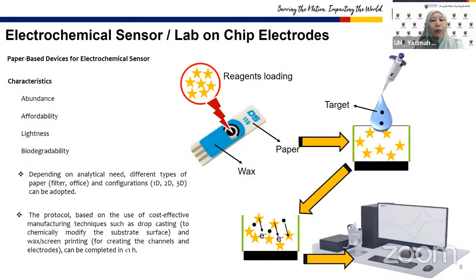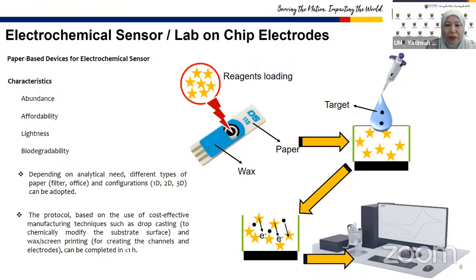Okay, let's look into how we can actually apply this. For example, lab-on-chip electrodes. This electrode is very much used as well because it's handy. It's light. The characteristic of these lab-on-chip electrodes is that they are paper-based electrodes. What is important in this paper-based lab-on-chip is its abundance. Once we use it, we can throw it away. In industry, for example, when they want to do testing, they use these lab-on-chip electrodes. And it's affordable. It's not very expensive.